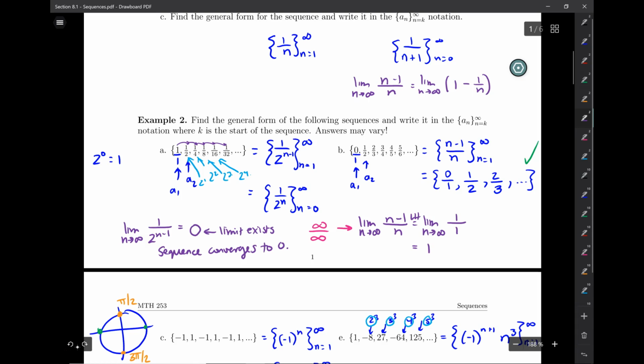Now looking at this limit, I can see that the limit as n approaches infinity of 1 is just going to be 1. As n approaches infinity, 1 over n is going to get smaller and smaller and smaller and approach 0. So this limit will end up being 1. And notice we get the same thing either way. In this case, this would be using algebra, and this would be using L'Hopital's rule. Either one works. And either way, we see that this sequence converges to 1.